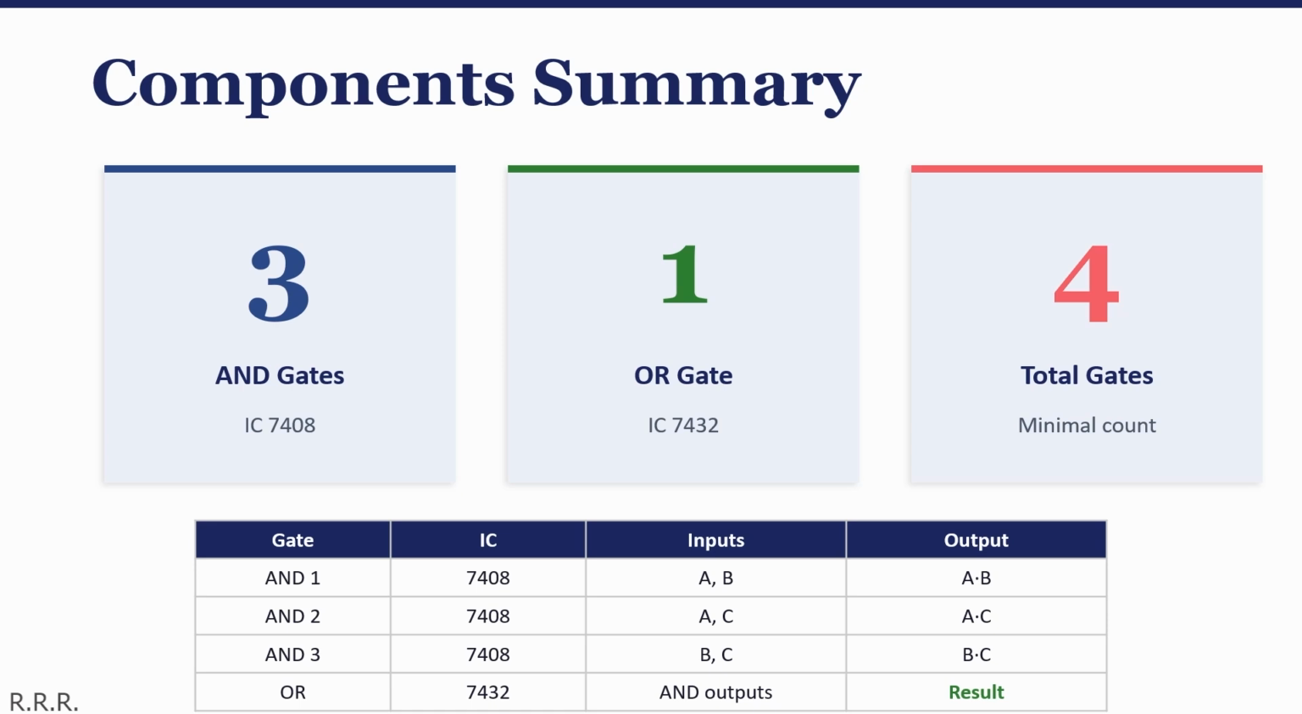That gives us a total of just 4 logic gates. This is the minimal gate count needed to implement the majority voting function. It's a very efficient design. In terms of physical hardware, you only need 2 integrated circuit chips, one 7408 and one 7432. Both are inexpensive, widely available, and easy to work with. This makes the design not only simple, but also cost-effective and practical for real-world implementation.